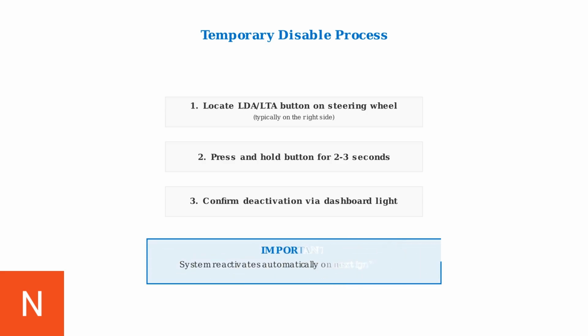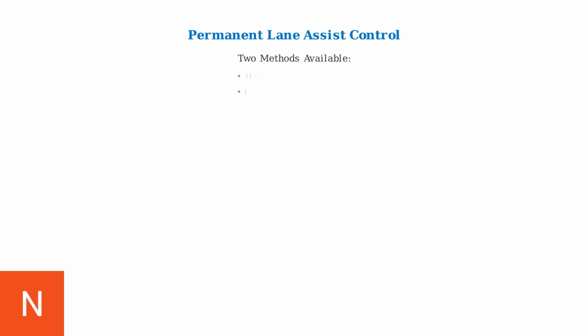It's crucial to understand that this method only temporarily disables the lane assist system. The system will automatically reactivate the next time you start your car, ensuring your safety features remain active for normal driving. For more permanent control over your Toyota Camry's lane assist features, you can customize or completely disable them through your vehicle's system settings. There are two main methods depending on your model year.